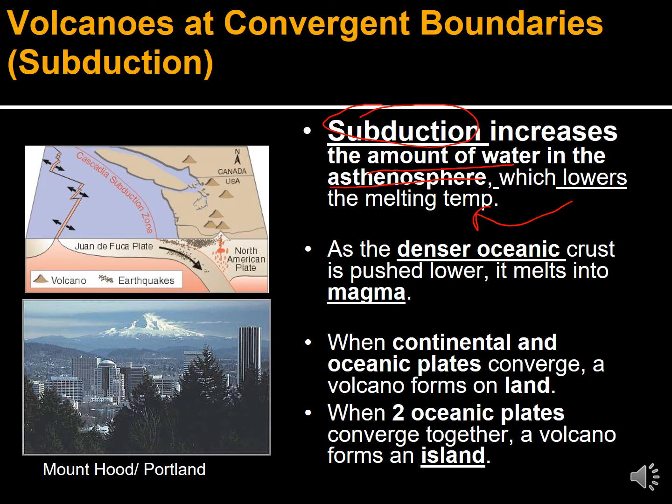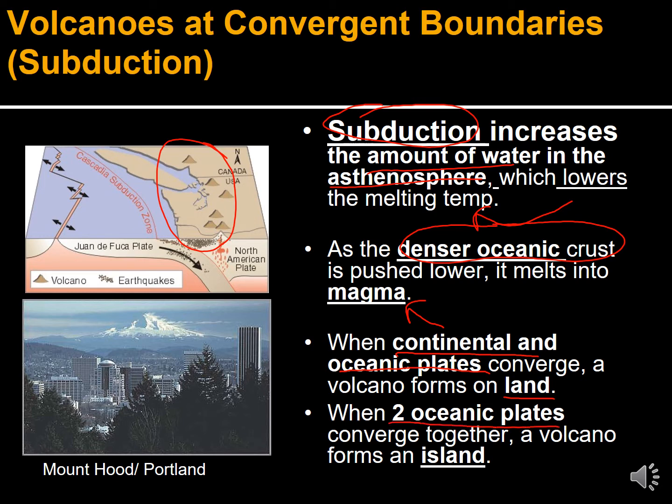And so the denser oceanic crust, obviously near the ocean, melts into magma. So the crust is pushed lower and melts into magma. So when the continental crust and the oceanic plates converge, a volcano forms on that land surface. So here's the best picture. You see how it's near water? So some of the oceanic crust and the continental crust made this. This is how we get the volcanoes on land.